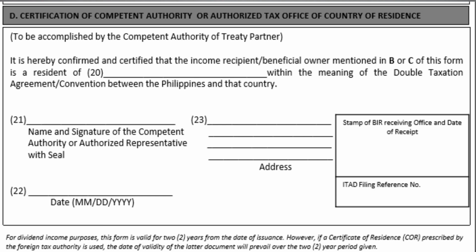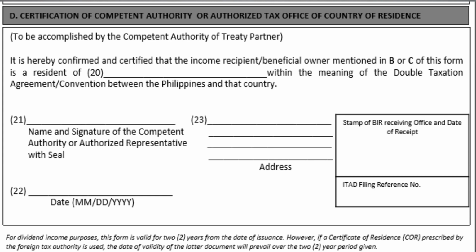Sino po yung pipirma? The name and signature of the competent authority or authorized representative with seal. No? And then the address, the date. And then, stamp of BIR receiving office and date of receipt. Sino po yung magre-receive nito? Under our regulations, the ITA, the International Tax Affairs Division, and RDO 39.